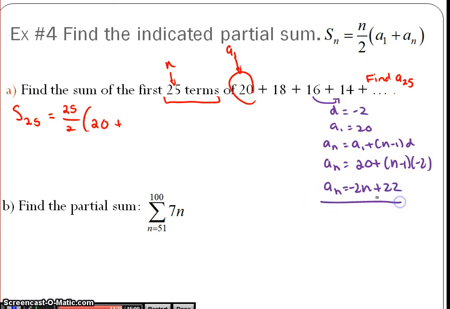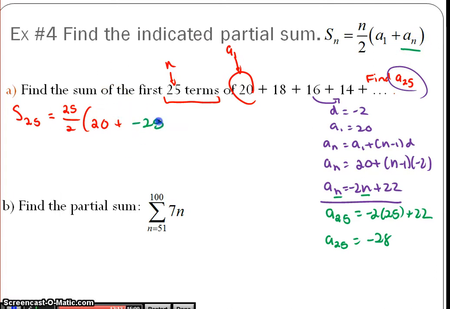So this is the nth term rule for the sequence that went with that series. And we ultimately want to use this formula to find the sum of the first 25 terms. In order to do that, we have to find the 25th term. We have the nth term rule, so we can just plug it in. A sub 25, plug in n equals 25, negative 2 times 25 plus 22, or a sub 25 is negative 50 plus 22, which is negative 28. So I'm going to plug that in. The last term is negative 28.